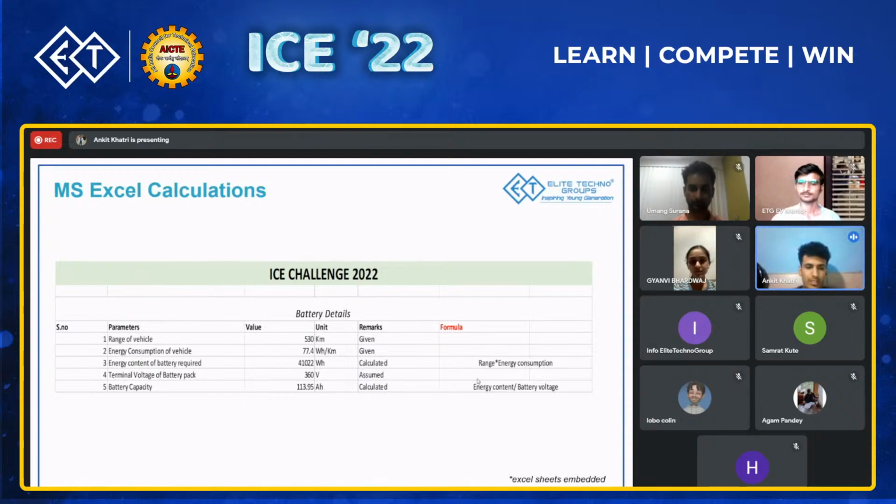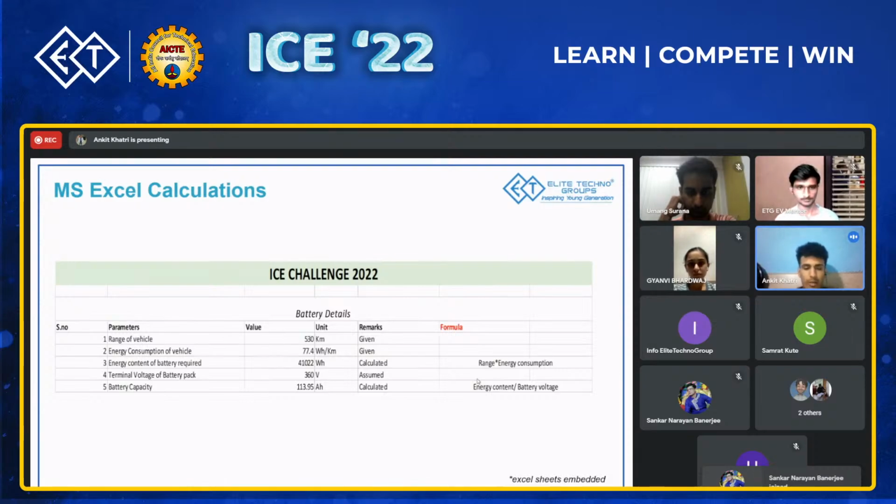Thank you, Gyanvi. Good evening, everyone. Myself, Ankit Khatri. I am a team member of this group. The parameters given in the problem statement were the range of the vehicle and the energy consumption of the vehicle, that is 530 kilometer and 77.4 watt hour per kilometer. The overall energy content required for the battery pack can be obtained by multiplying the range and the energy consumption, and we got near about 41,022 watt hour in our case.